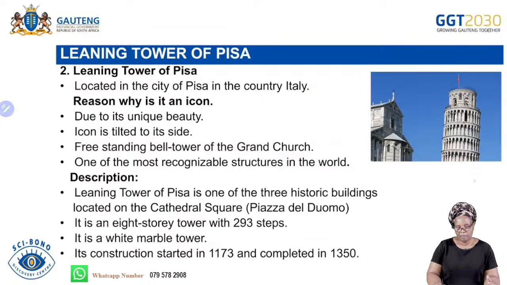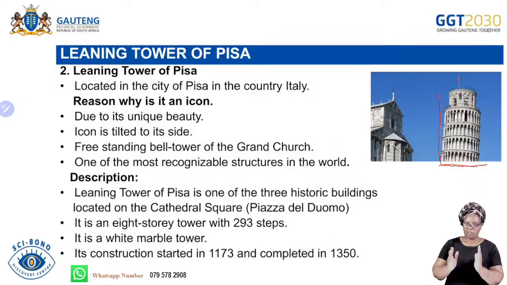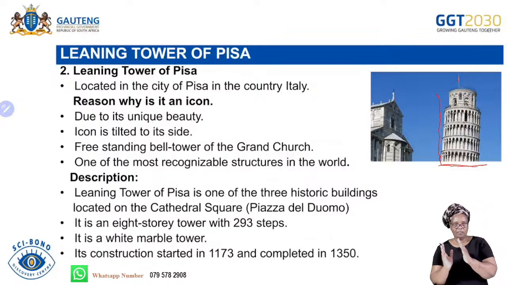I want us to look at the second one, the Leaning Tower of Pisa. Look at the picture. You can see our picture here. It is not straight, it is leaning towards the side. You can see from here. You see what I've drawn? It is not straight, it is leaning, it's tilting a little to the side.